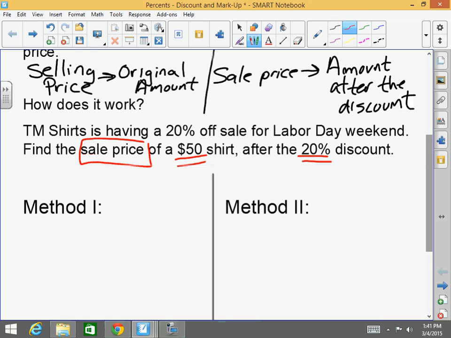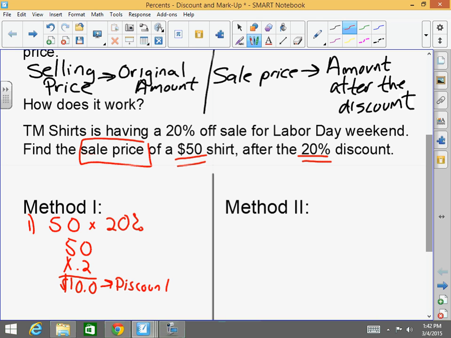Method one. Go ahead and multiply 50 times 20%. When you multiply 50 times 20%, please remember that it is 0.2. So we've got 50 times 0.2. Why? Because I have to turn a percent into a decimal. So when I multiply 50 times 0.2, I've got $10. This $10, guys, is the actual discount. That is how much they are taking away from the price.